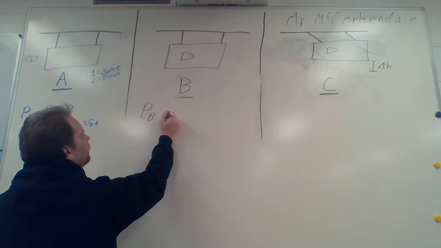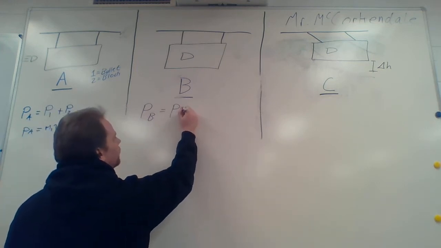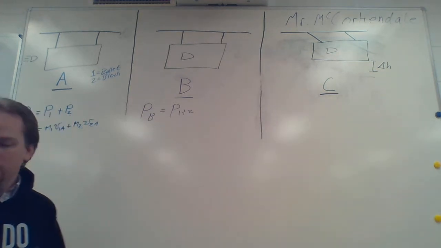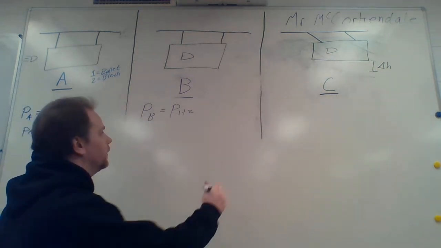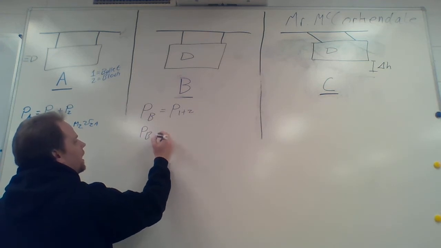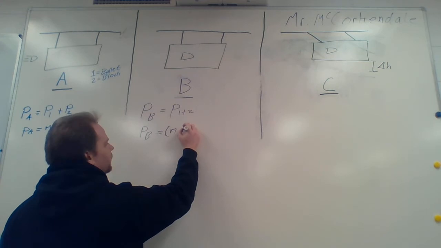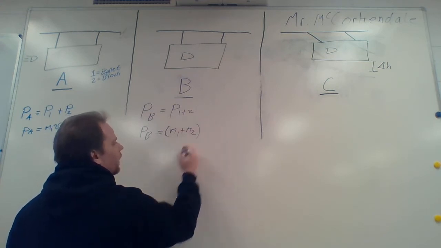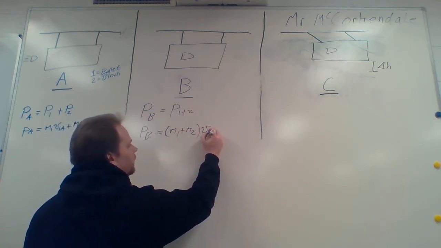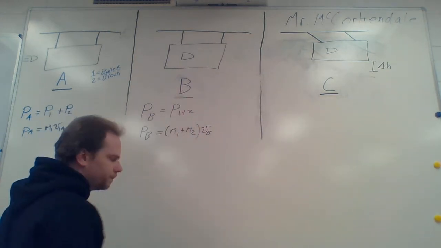So PB is equal to P1 plus P2. So both objects are now stuck together. What that translates to is that the momentum at point B is equal to the sum of the masses times the velocity that they share at this point in time, B.